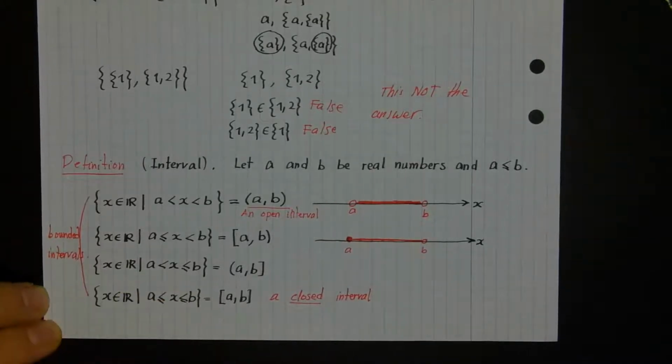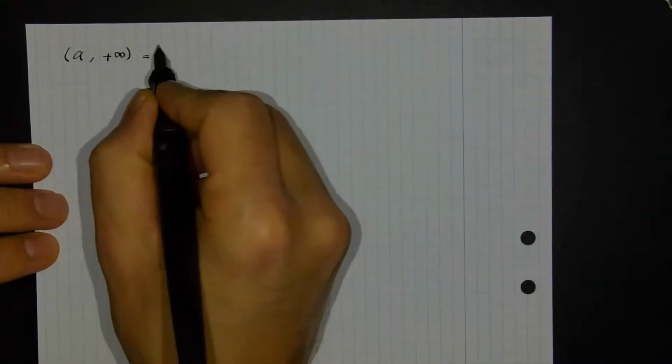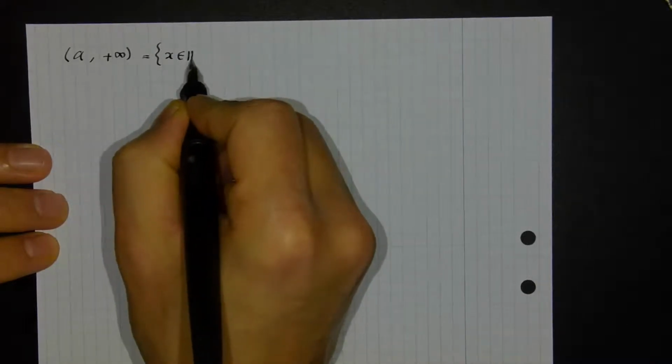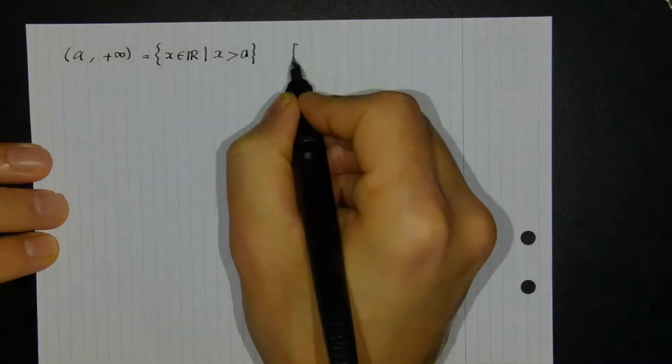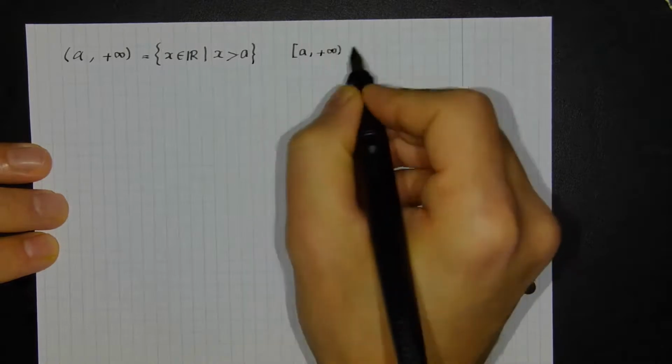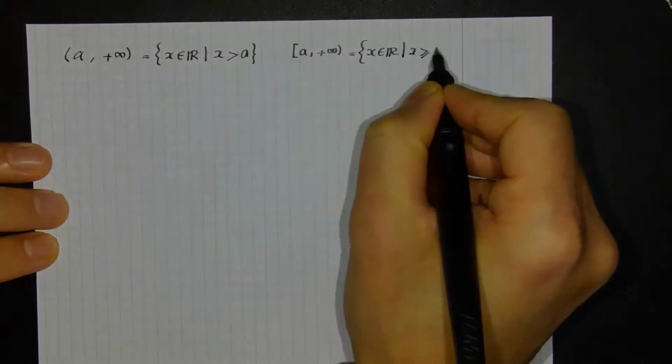The reason is that we can also have another type of intervals, which is called unbounded intervals. Unbounded intervals are like this. For example, I can have A up to plus infinity. This means all the x's in R which are strictly greater than A. You can have this situation, which means x belonging to R, but x is greater than or equal to A.